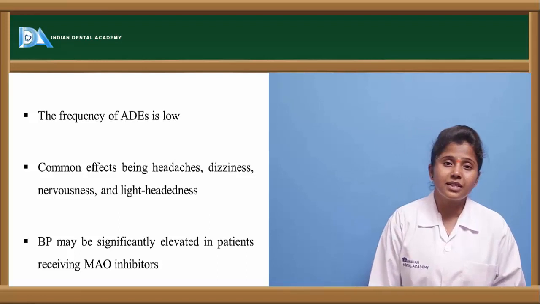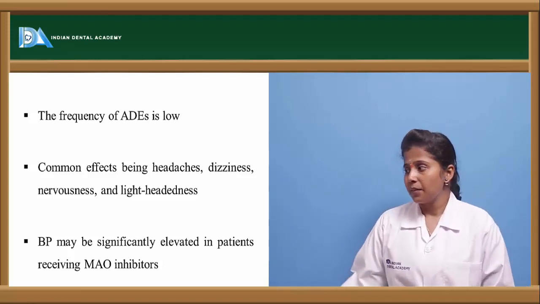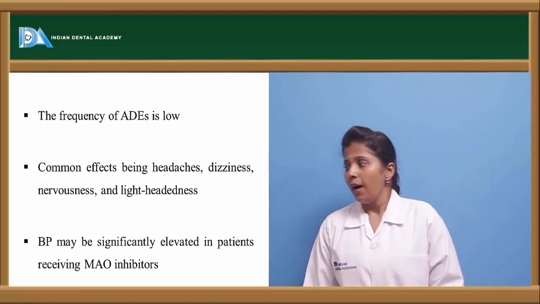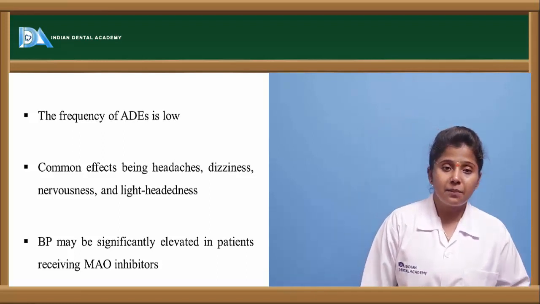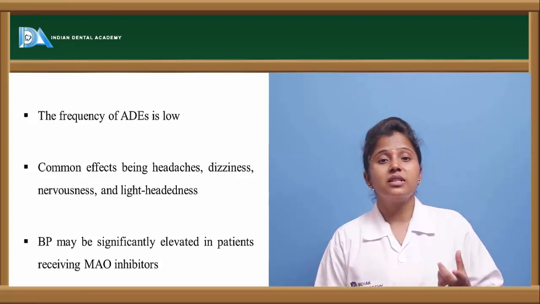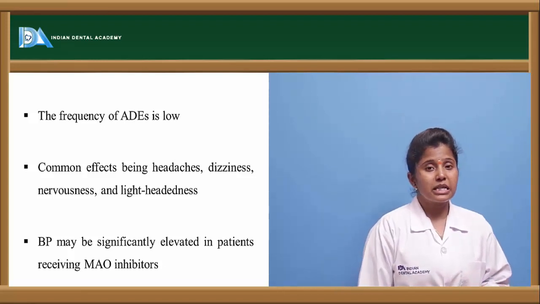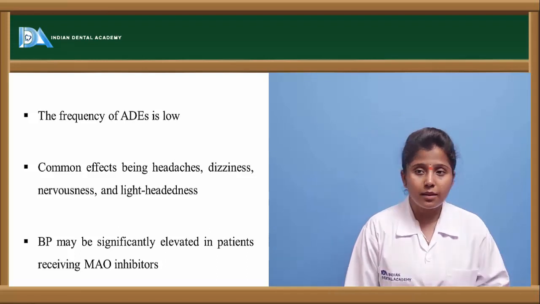But there are common side effects like headache, dizziness and nervousness. If the dose exceeds the normal level, it may cause a rise in blood pressure. The blood pressure can also rise if a person is receiving buspirone with MAO inhibitors. MAO inhibitors are used as antidepressant drugs, and they should not be given with buspirone because it may increase the blood pressure.